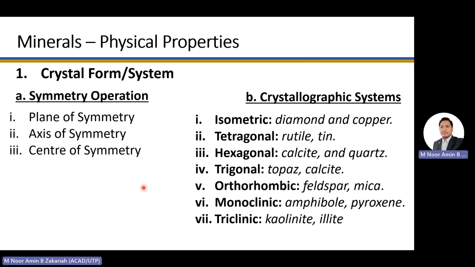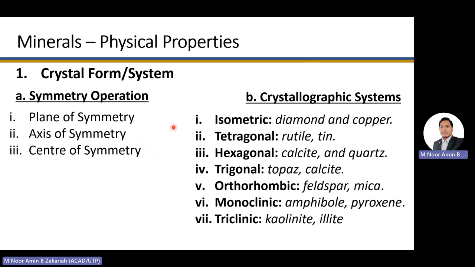Crystals are formed when atoms or molecules arrange themselves in a regular repeating pattern. These different ways in which atoms or molecules can be arranged give rise to different crystal systems. In general, there are two types of systems in the crystal form that we can describe further, which are symmetry operations and the crystallographic system. The symmetry of a crystal is determined by the number and type of symmetry operations that can be applied to it. A symmetry operation is a transformation that leaves the crystal in an identical configuration.